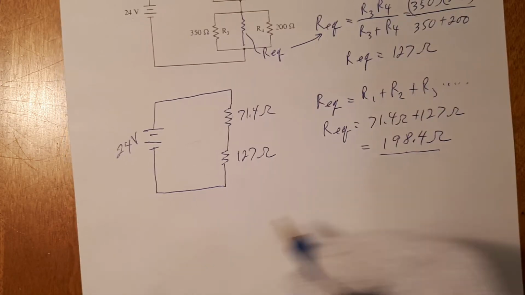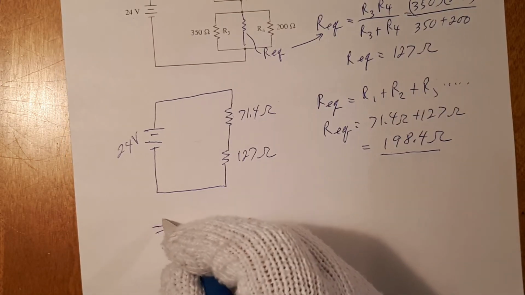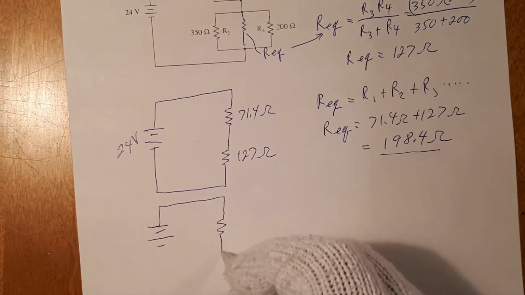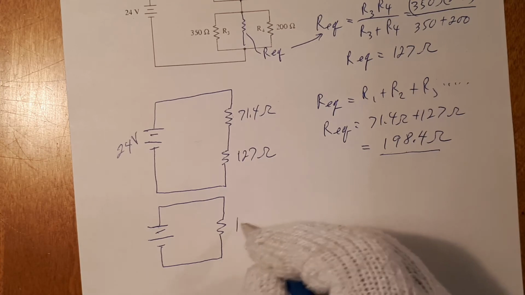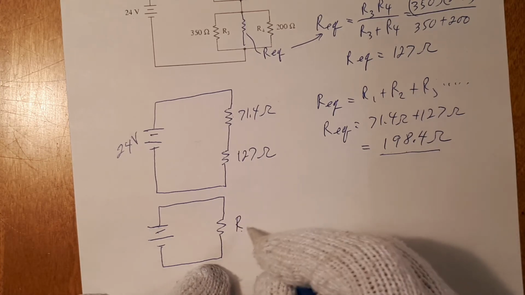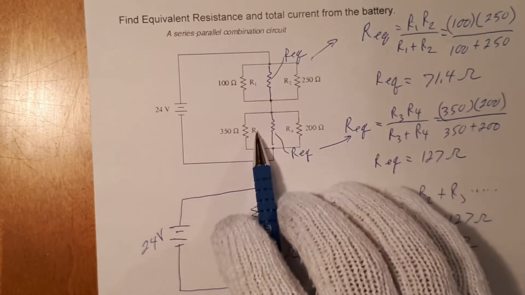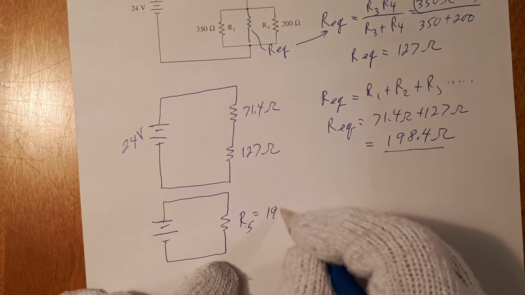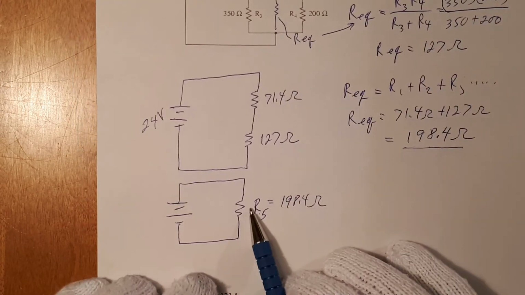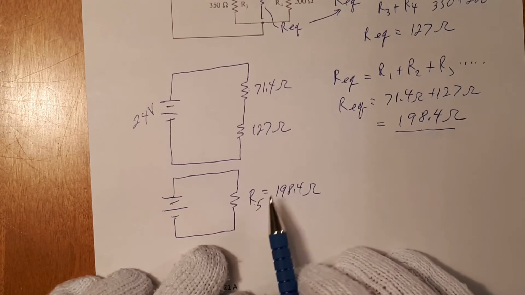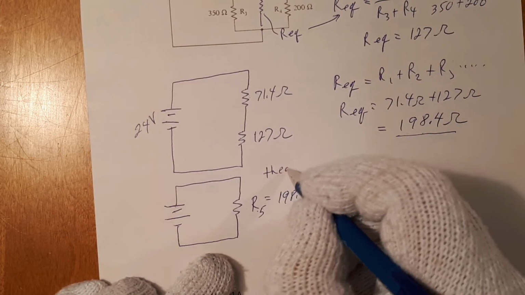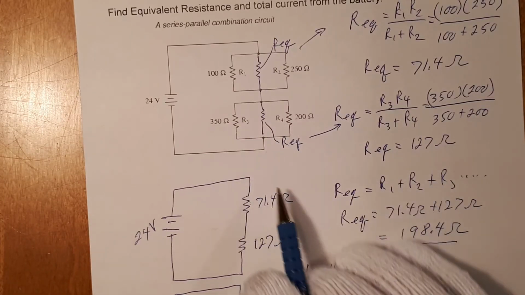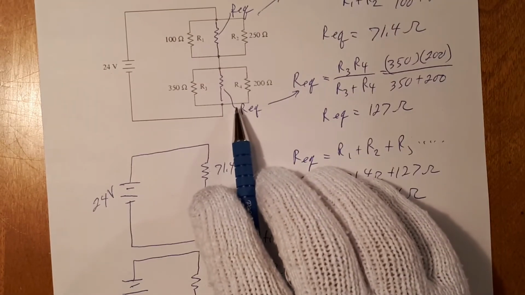Now these two can be replaced by one resistor, this one here. I can redraw this diagram. And this new resistance here, we'll go with R5, is equal to 198.4 ohms. So this one is the replacement resistance theoretically for all of these. And this is done strictly for mathematical calculations.